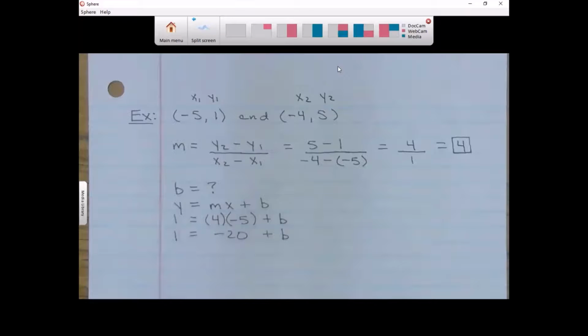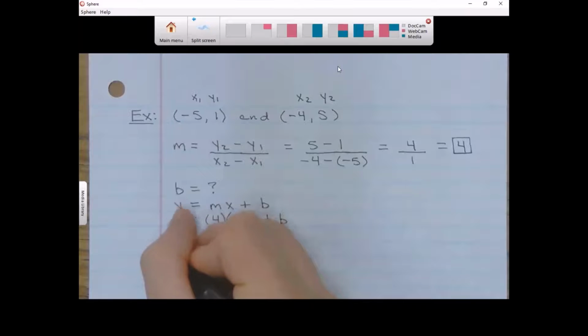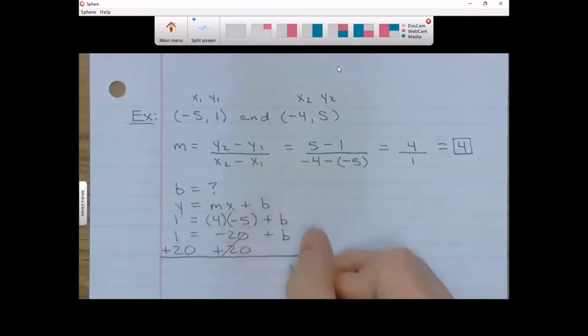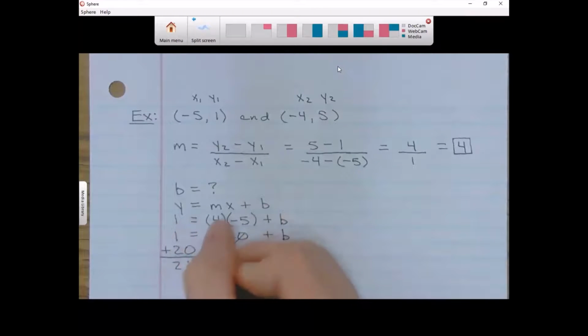Now to get b by itself, I need to get rid of this negative 20. How can I get rid of a negative number? Well, I have to do the opposite of a negative, right? I need to do a positive. So I'm going to be adding 20 to both sides. The negative 20 and the positive 20 are going to cancel each other out. My b is going to drop down along with my equal sign. And over here on the left side, I get 1 plus 20 is 21. That's going to be my b value.